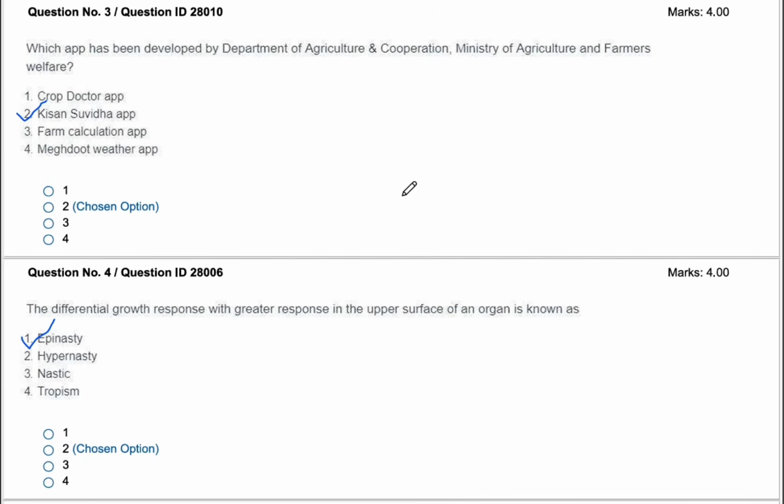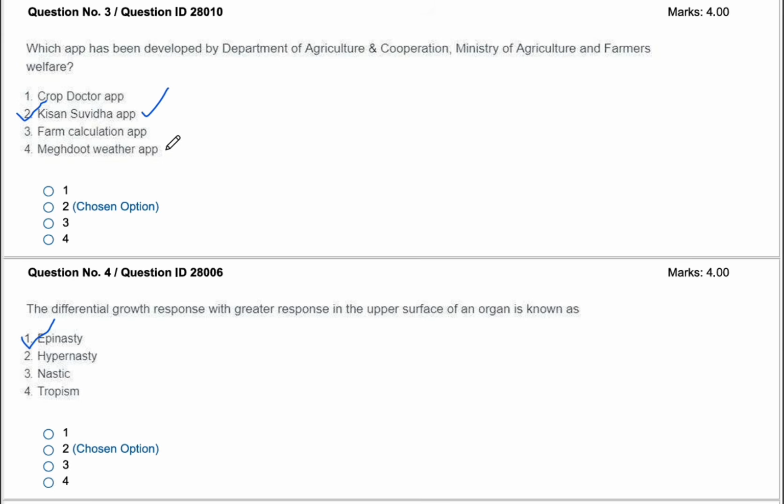Moving to the next question. Which app has been developed by the Department of Agriculture and Cooperation, Ministry of Agriculture and Farmers Welfare? In this type of question, if you know the answer, you can directly go to the answer, or you can go for the elimination method. So the answer is the Kisan Suvidha app, and let's see the other applications.